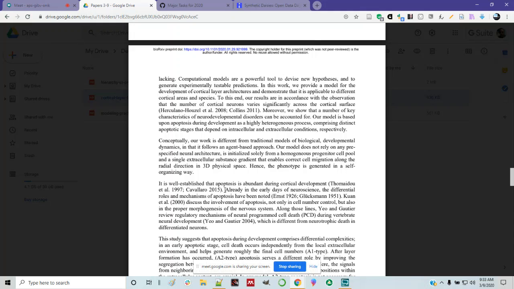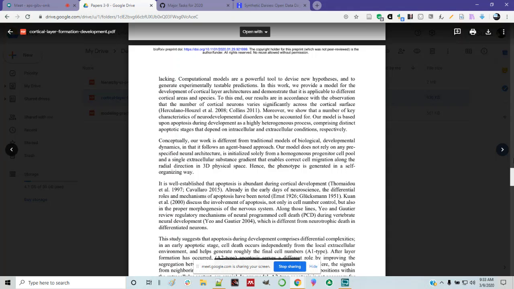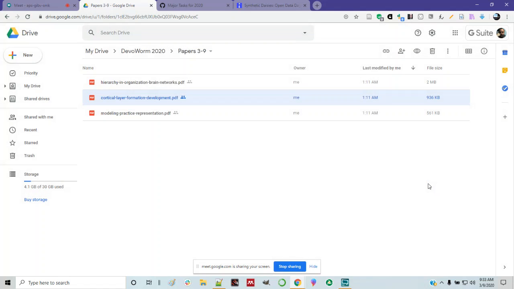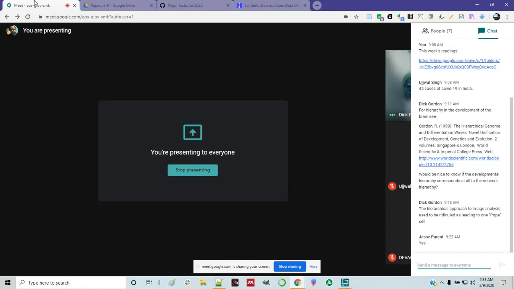If you want to learn more about this paper, you can go read it. I think it's a pretty interesting paper, and I'm probably not doing it justice by walking through it this way, but I just wanted to give you a taste of it.